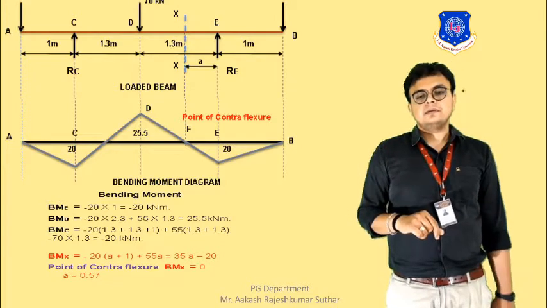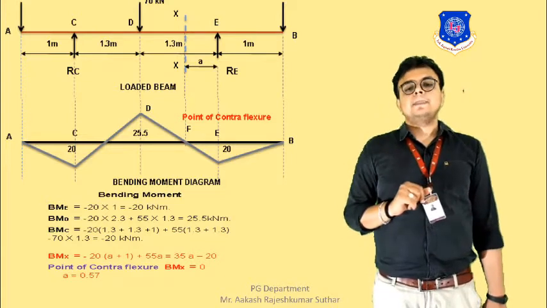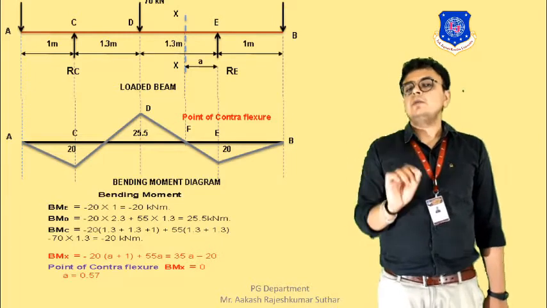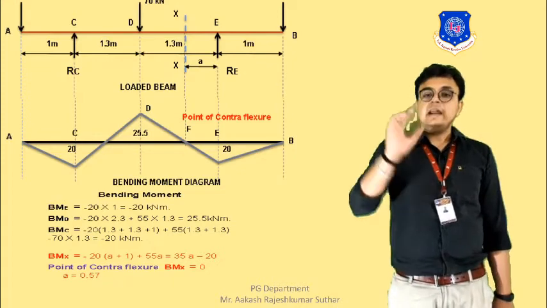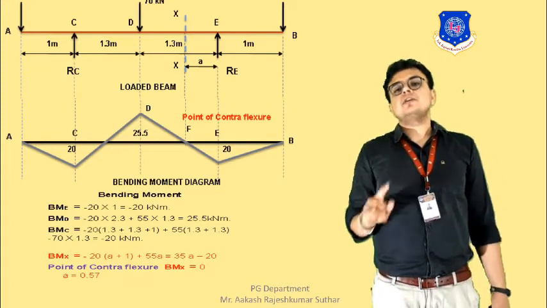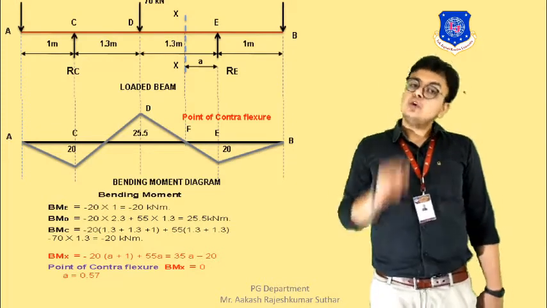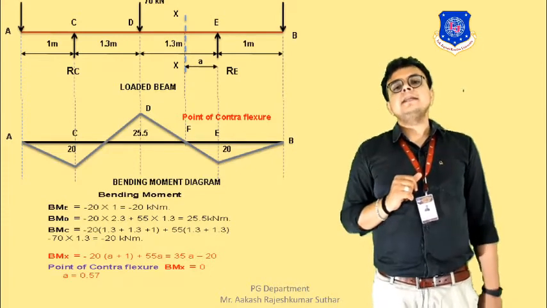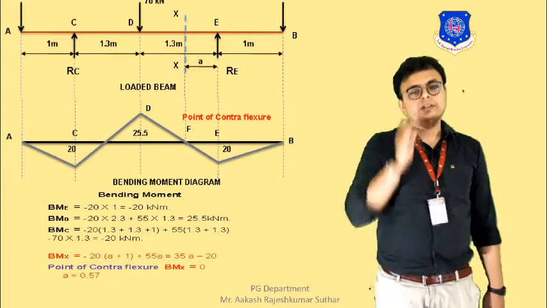And at the end, we are now at point C. So, the distance of B to C is 1.3 plus 1.3 plus 1, that is 3.3. And the distance of E to C is 1.3 plus 1.3, that is 2.6. And we also have another loading at D, that is of 70 kilonewton, having the distance of 1.3 and the load is 70.